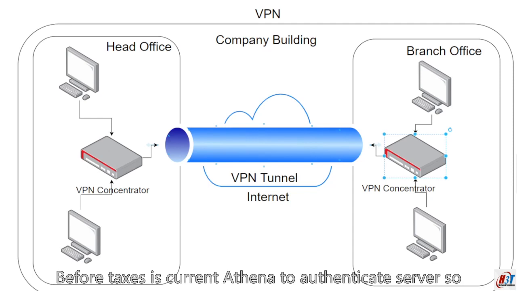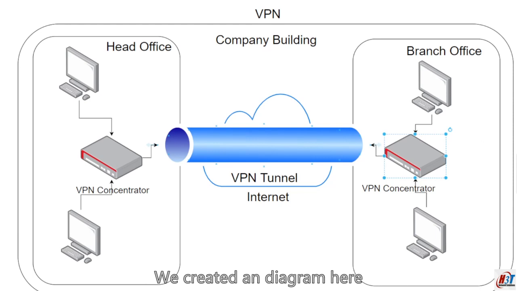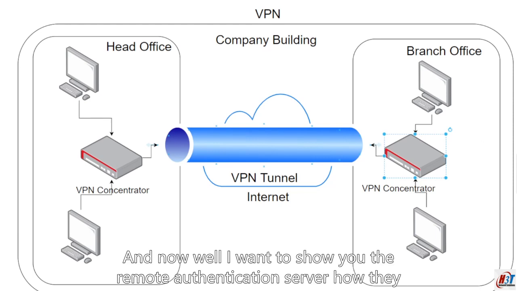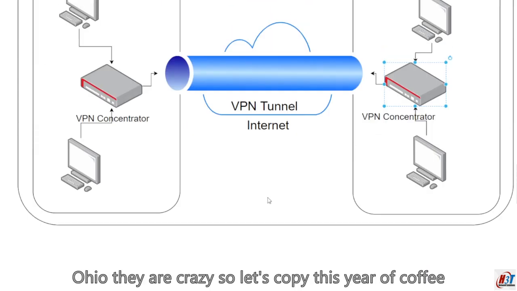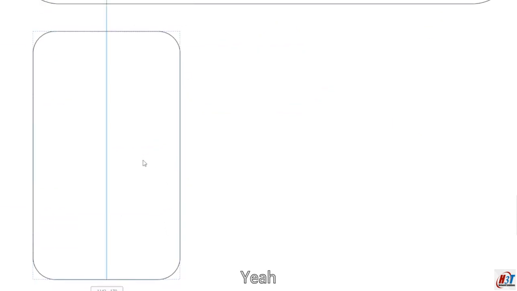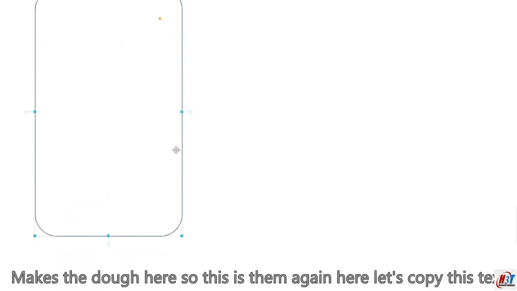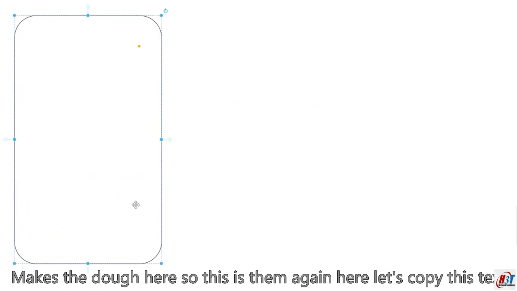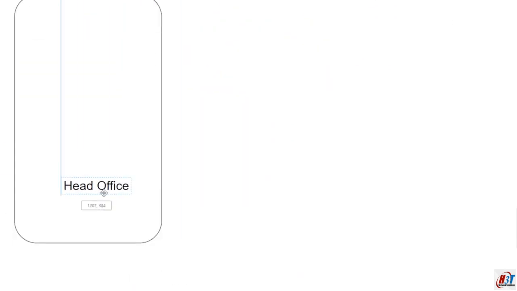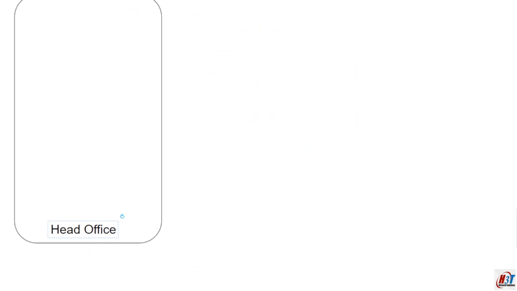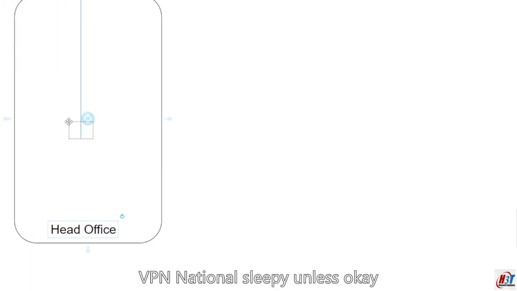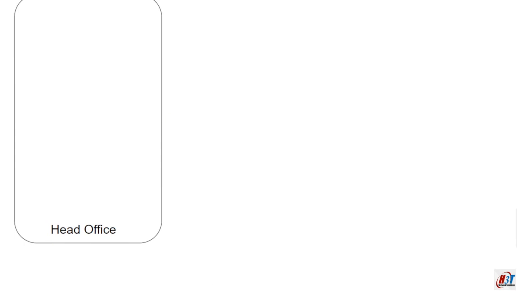So here, as you can see, we created a diagram. And now I want to show you the remote authentication server, how they are created. So let's copy this and paste it here. Make it a little smaller. So this is the head office again. Let's copy this text here as well. Here, this is the head office, and we will have a router. Actually, not VPN, let's use a router.